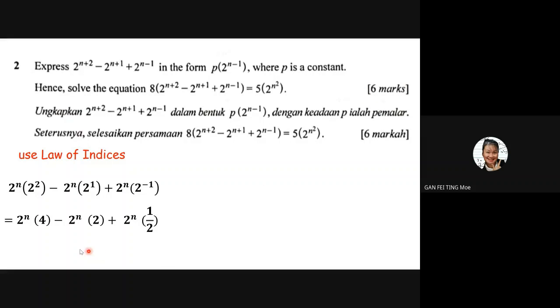Now you can see 3 terms: 1 term, 2 terms, 3 terms. In these 3 terms, you can see 3 terms here, 1, 2, 3.